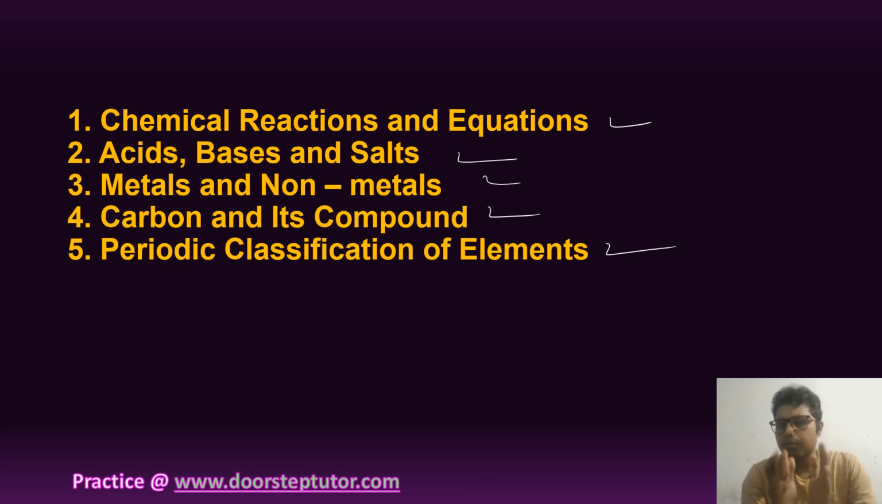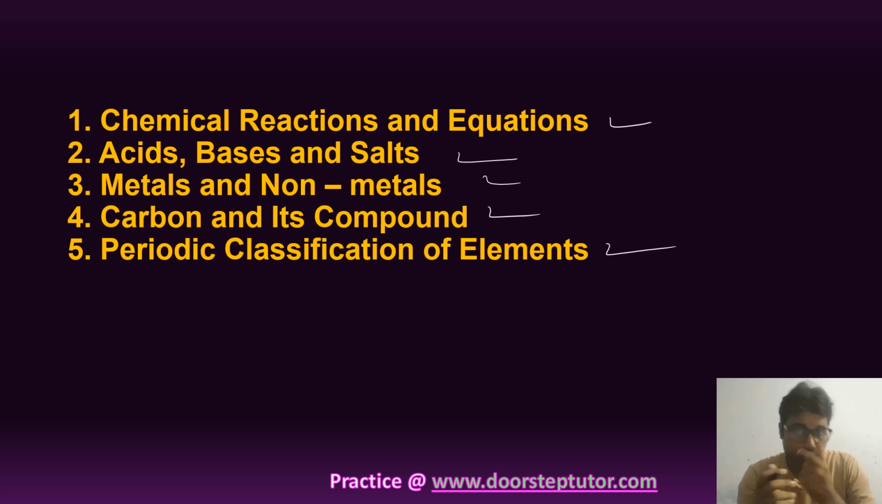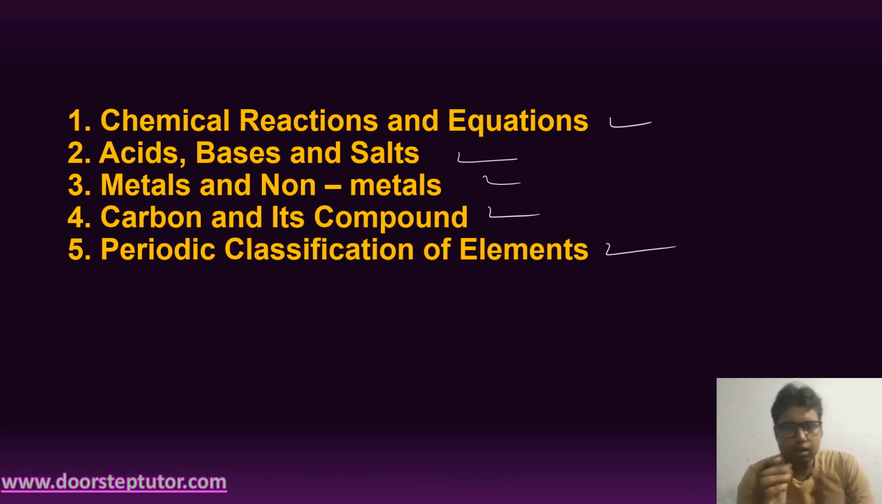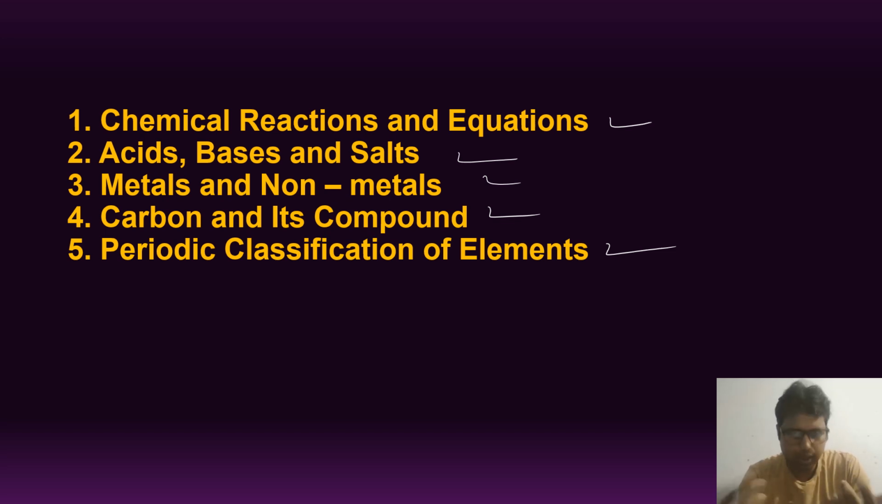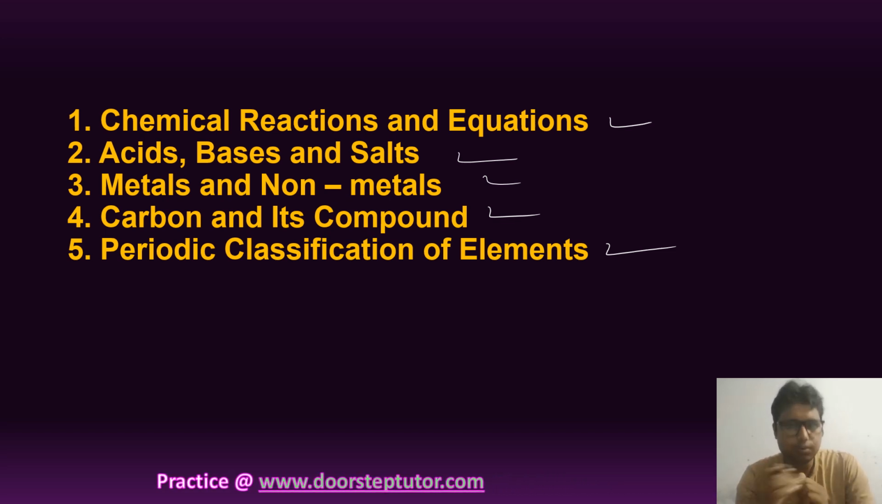Now we will start with the first chapter, which is chemical reactions and equations. In this chapter, we will first understand what a chemical reaction is. We will also understand what a chemical equation is, what types of chemical changes and physical changes there are, and we will classify reactions into different types, like redox reactions, displacement reactions, elimination reactions, and double displacement reactions.